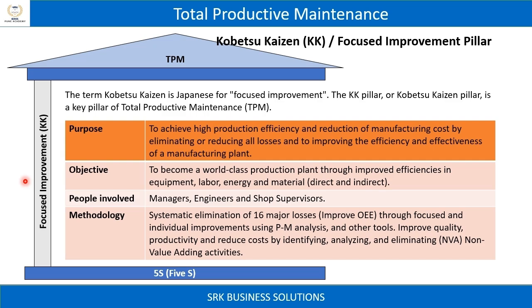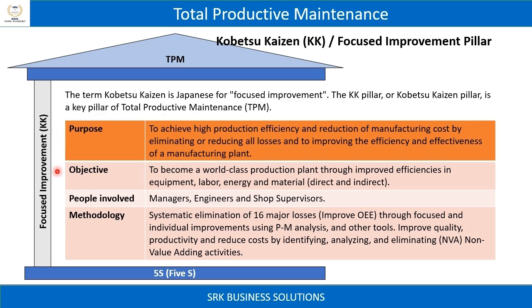The term Kobetsu Kaizen is Japanese for focused improvement. The KK pillar is a key pillar of TPM. The purpose of the KK pillar is to achieve high production efficiency and reduction of manufacturing cost by eliminating or reducing all losses and improving the efficiency and effectiveness of a manufacturing plant.